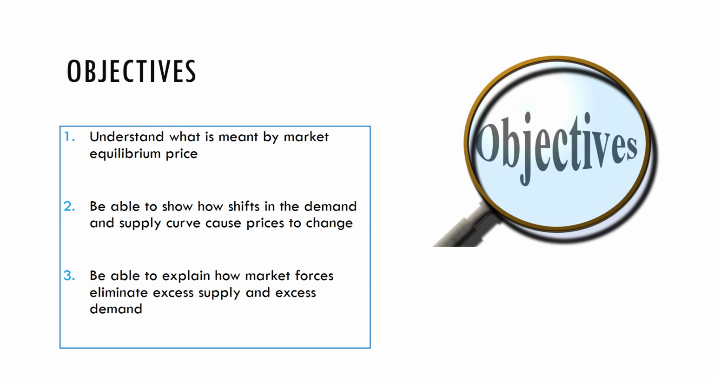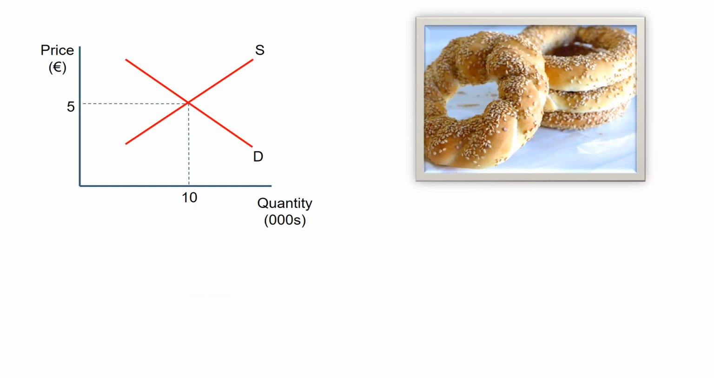So we've looked at what the market equilibrium price is, and we've looked at how shifts in demand and supply change the price. We're now going to go a little bit deeper into this and look at how market forces are causing this price to change. So let's imagine our scenario again. We've got our demand and supply for baked goods. And we're going to say there's a fall in demand. Now, what does that fall in demand create?